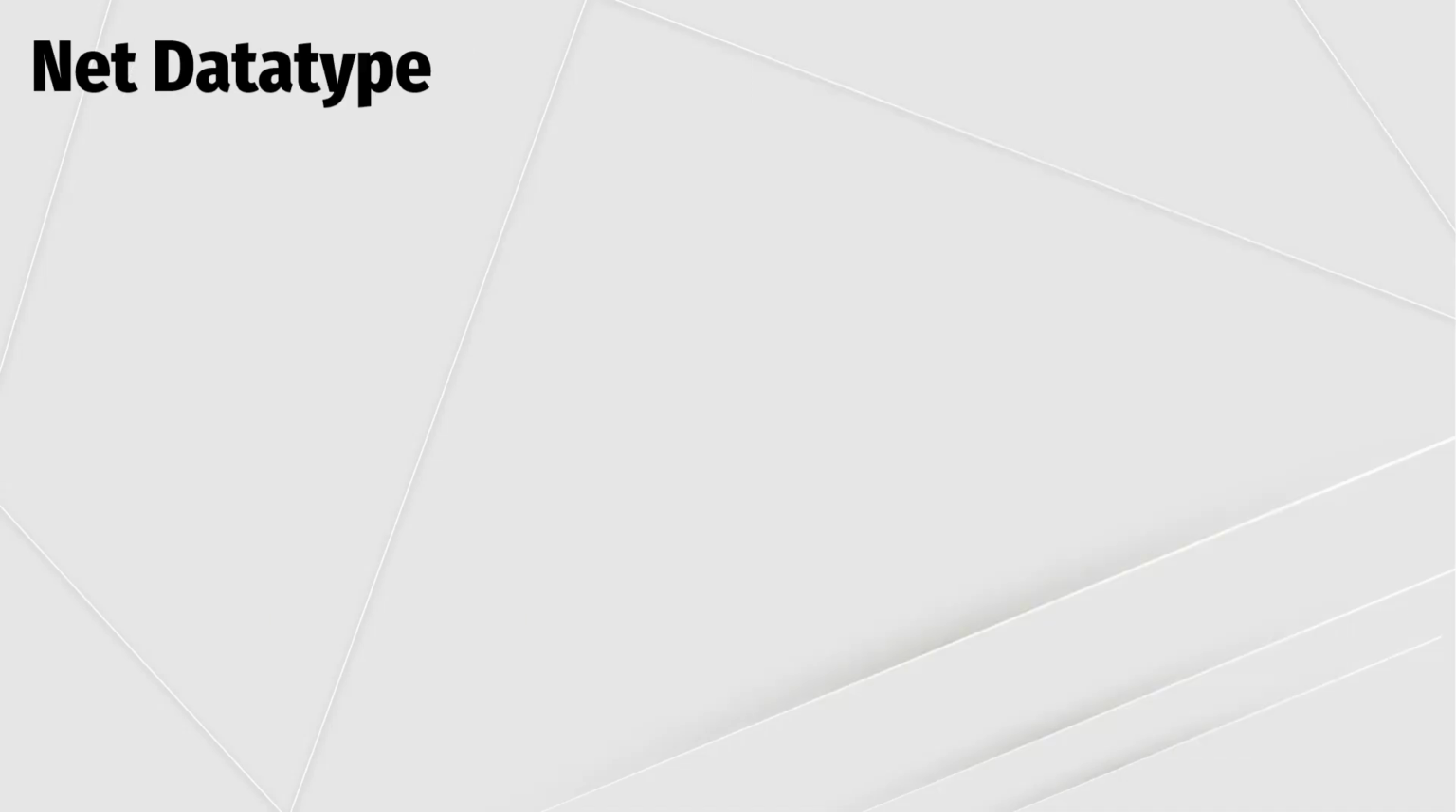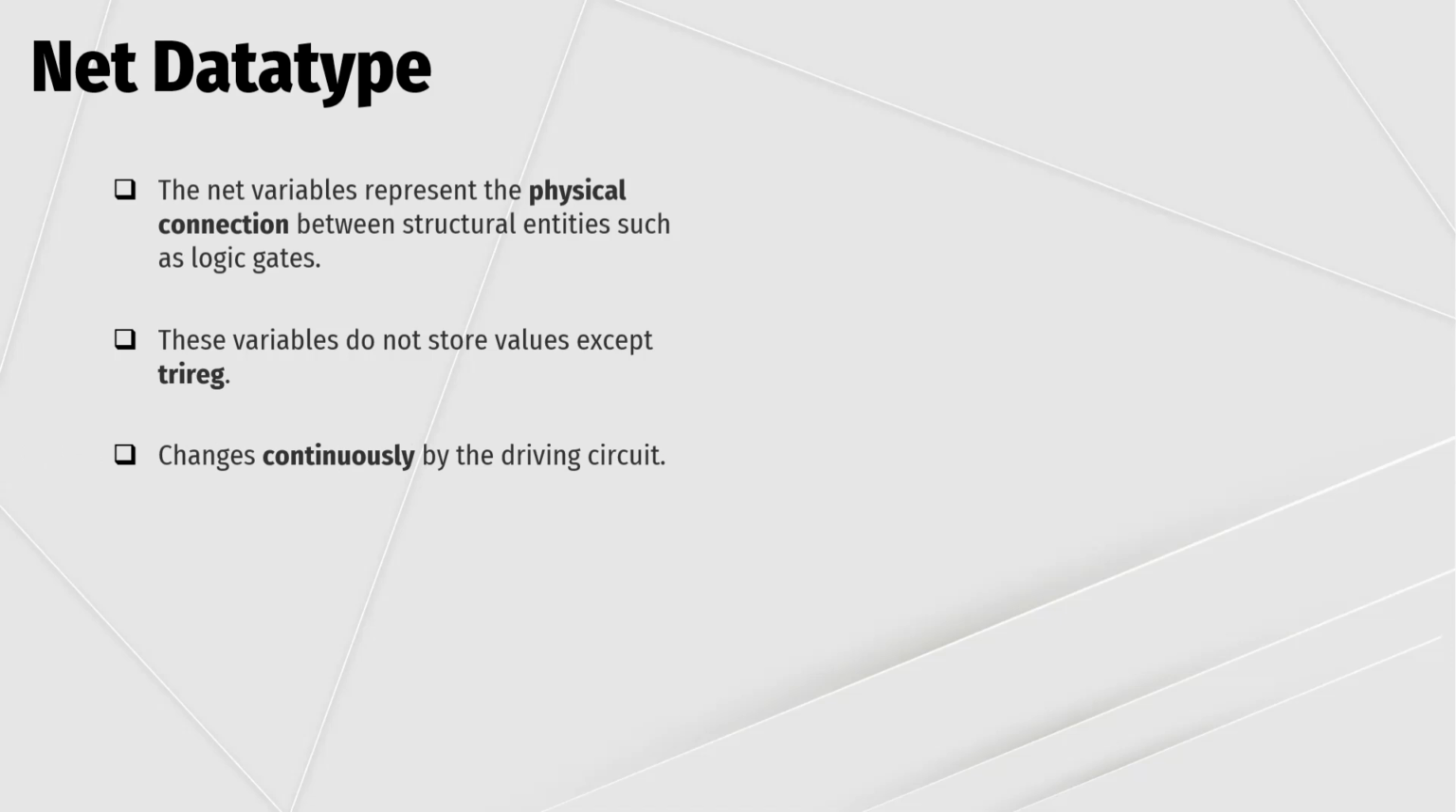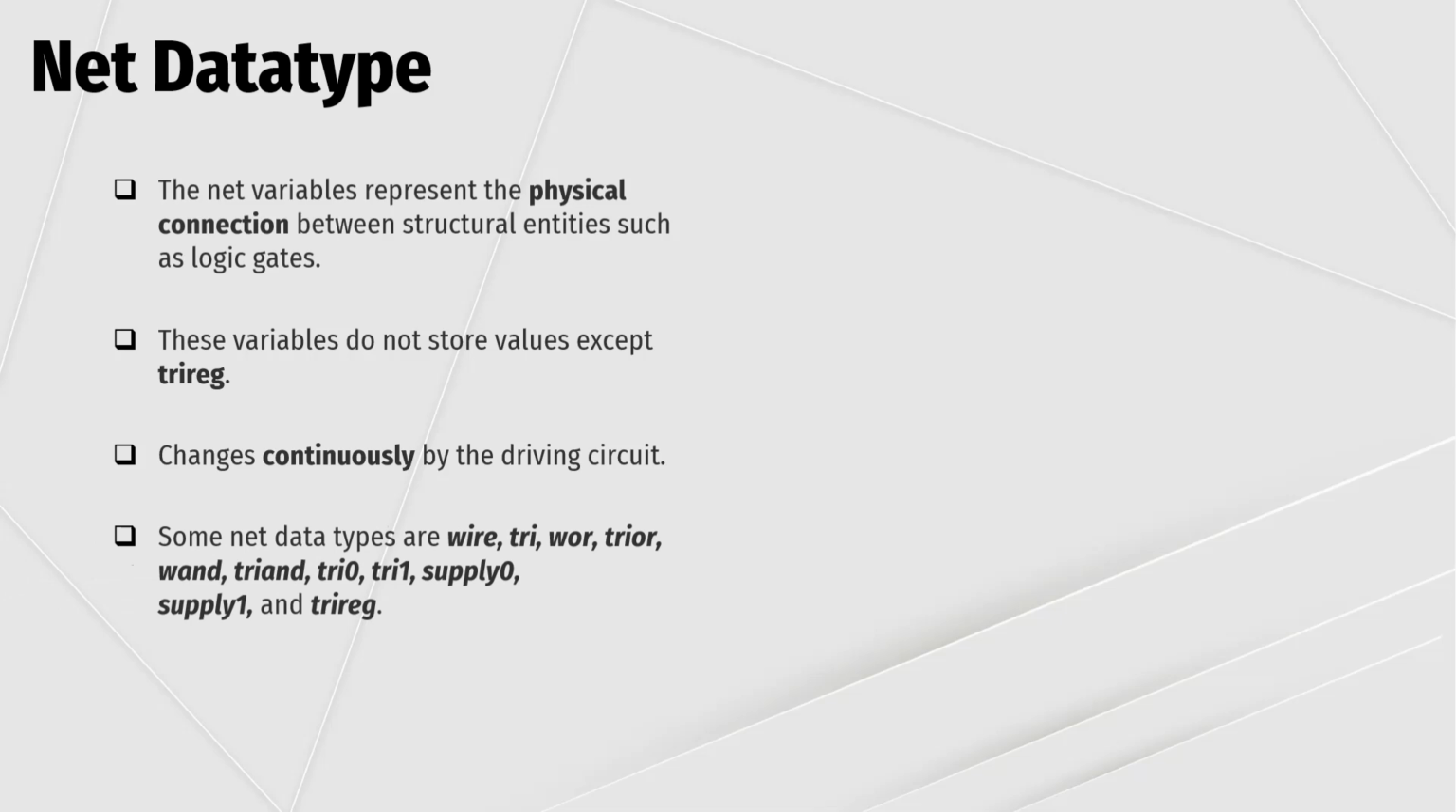Nets are used to connect between hardware entities like logic gates and hence do not store any value. The net variables represent the physical connection between structural entities such as logic gates. These variables do not store values except trireg. These variables have the value of their drivers, which changes continuously by the driving circuit. Some net data types are wire, tri, wor, trior, wand, triand, tri0, tri1, supply0, supply1, and trireg.